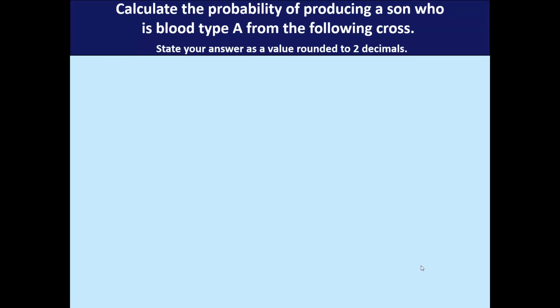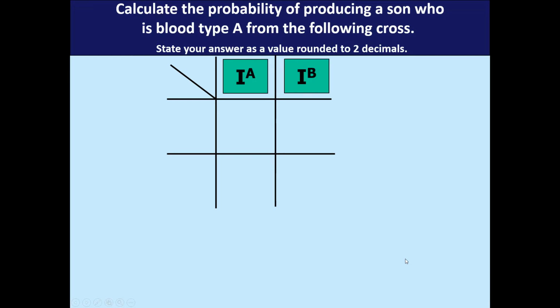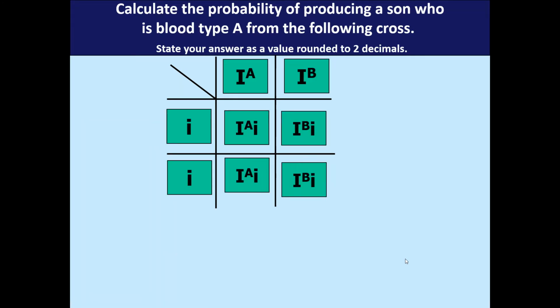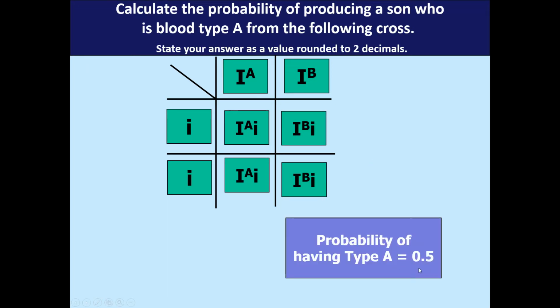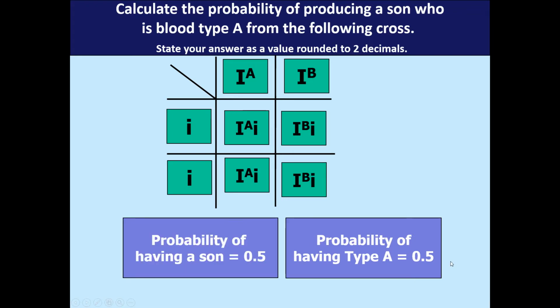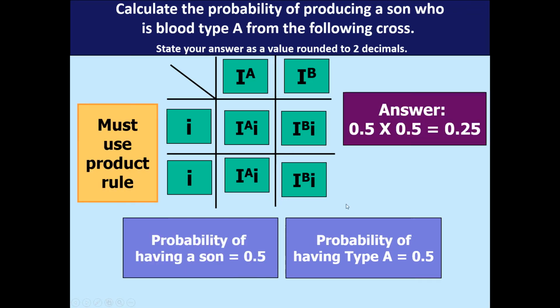Let's try a question. Calculate the probability of producing a son who is blood type A from the following cross. So we have one parent who is IAIB, the other parent is type O. We'll find the chance of having type A blood first, and that is 0.5. We also know the chance of having a son is 0.5, so we multiply those together, 0.5 times 0.5. Final answer, 0.25 chance of having a son who is blood type A.